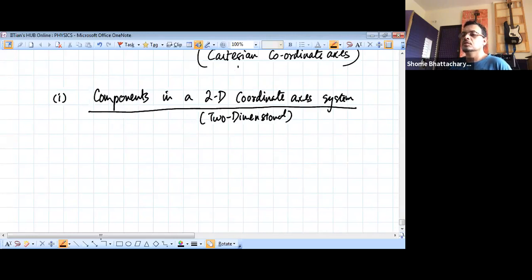So any particular direction we like in a two-dimensional system can be taken as our x-axis. Depending on what is convenient for us, we can take the direction of east as our x-axis. We can take the direction of north as our x-axis. Doesn't matter. We can take the vertical as our x-axis. We can take horizontal as our x-axis. But the y-axis has to be perpendicular to that.